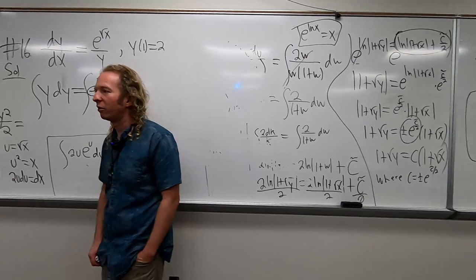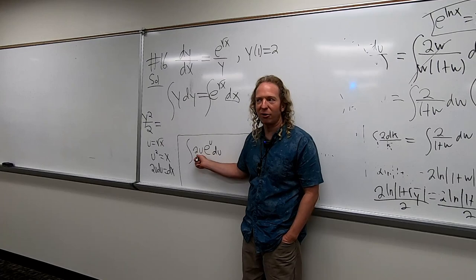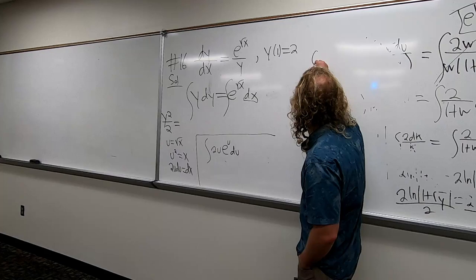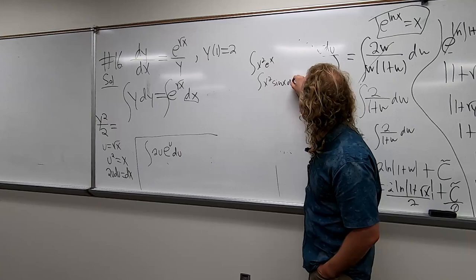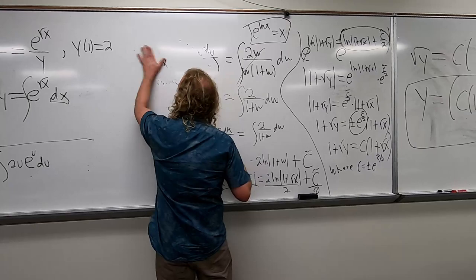Whenever you have something to a power times an exponential, something to a power times a cosine, or something to a power times a sine, like x squared e to the x, or x squared sine x dx, stuff like this, you can take a shortcut to parts. You can use what's called tabular. So let me just show you how to do it.